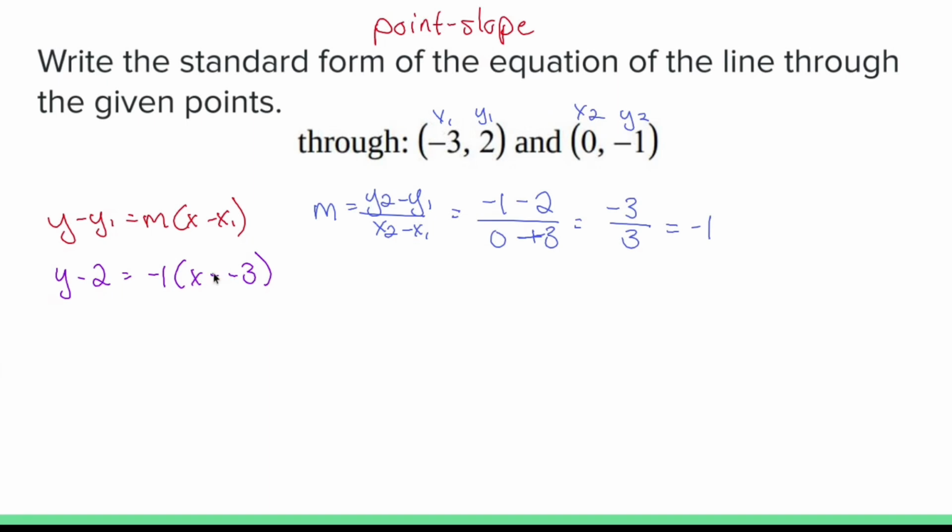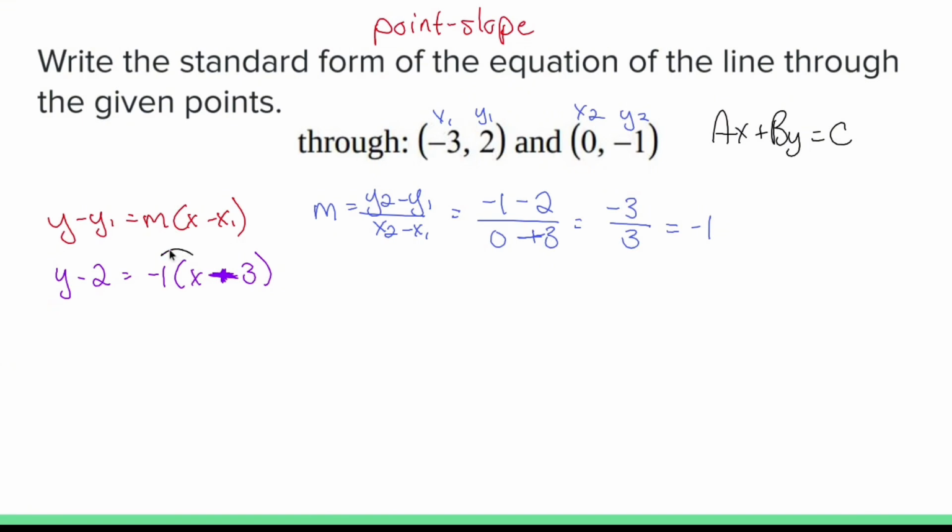So there's a double negative here. Let's make that a positive. And now my job is to make this standard form. Standard form looks like ax plus by equals c. So basically what I have to do is a little bit of math, move the x and the y to the left and the regular numbers to the right.